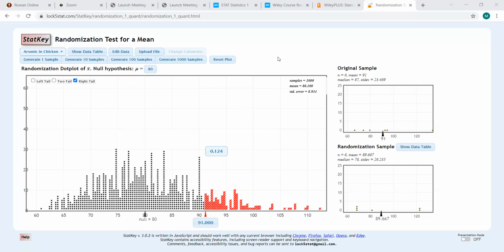Let me say it again. If the p-value, which is this number here, 0.124, is less than the alpha, we reject the null hypothesis and we accept or support the alternative hypothesis being true. If the p-value 0.124 is greater than or equal to alpha, which is 0.05, we do not reject the null hypothesis. We say there's not enough evidence to reject it. All right, so in this particular case, if alpha is 0.05, do we reject or not reject? We don't reject it. That's right, we don't reject.